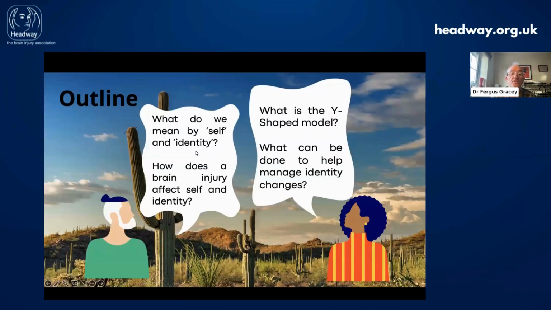Okay, there we go. So for this webinar, there are four areas that I'll cover. What do we mean by self and identity in general? Then thinking about how brain injury can affect self and identity. Then feeding into one of the key things I worked on some years ago, and it seems to be still quite popular, which is the Y-shaped model. I'll talk a little bit about that. And then that'll flow into some ideas about what can be done to help manage identity changes.